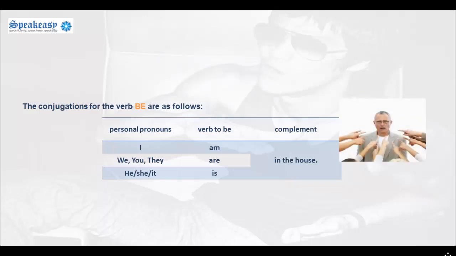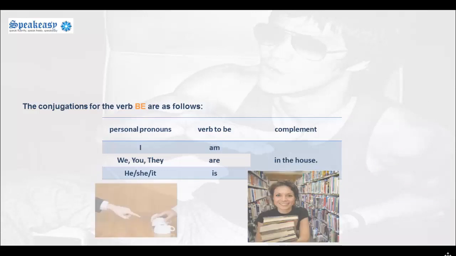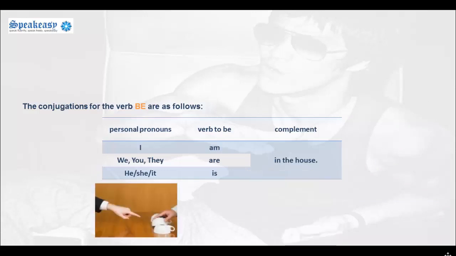He is in the house. She is in the house. It is in the house.